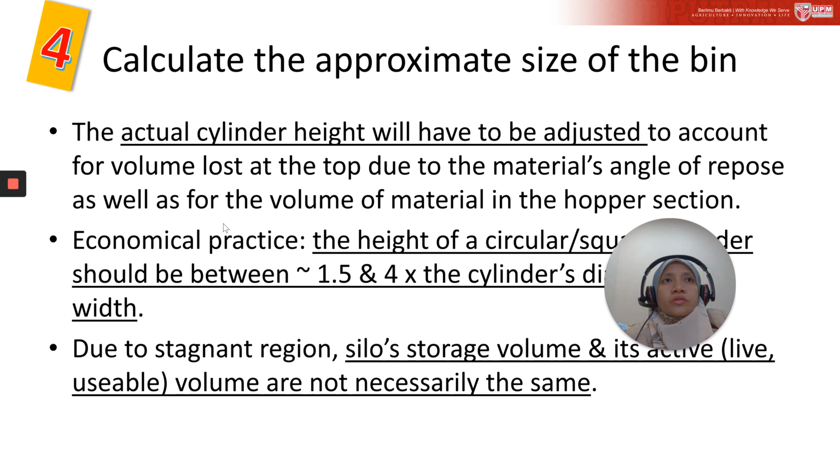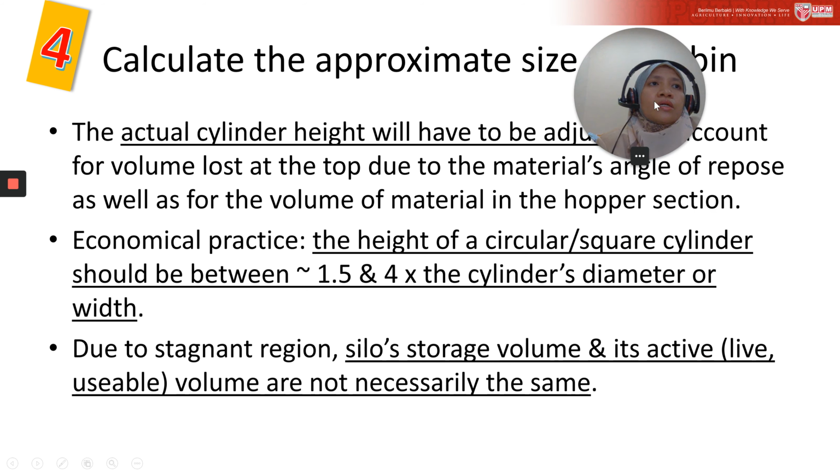All right. So the actual cylinder height will have to be adjusted to account for volume loss at the top due to the material's angle of repose, as well as for the volume of material in the hopper section. So in economical practice, the height of a circular or square cylinder should be between 1.5 and 4 times the cylinder diameter or width.